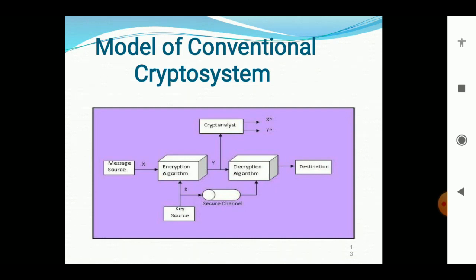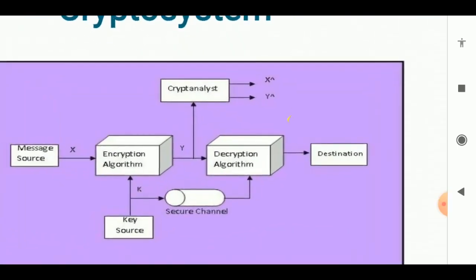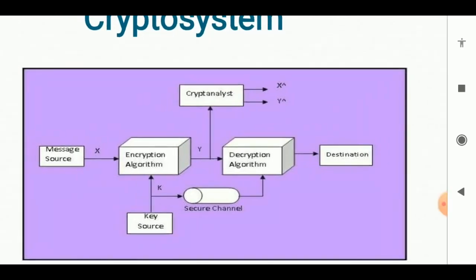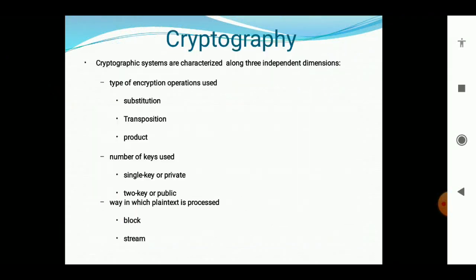Model of a conventional cryptosystem. We see the message source, where we use the encryption algorithm, and we refer to some terms related to cryptanalysis. Cryptanalysis sits between the encryption algorithm and the decryption algorithm. Then, with the help of the key source, we recover the original plaintext through decryption, and when transmitting over the secure channel, we get the exact algorithmic conversion here.